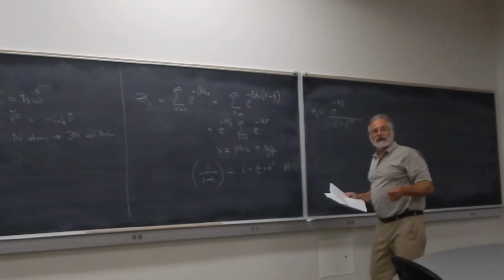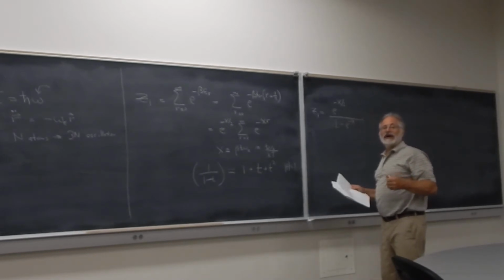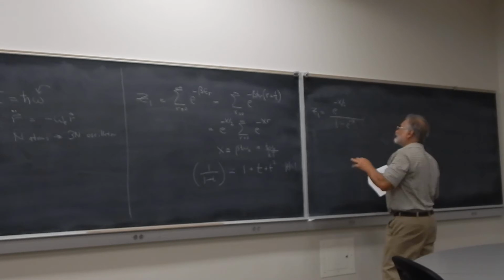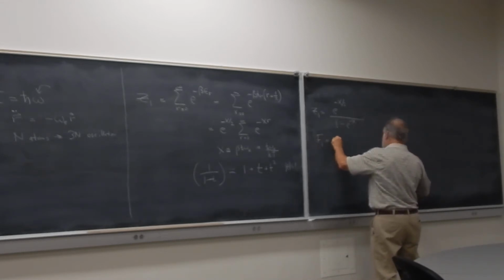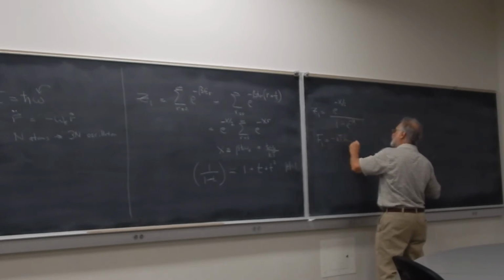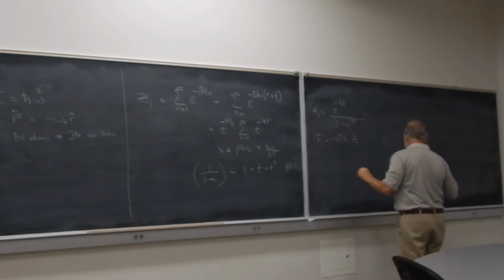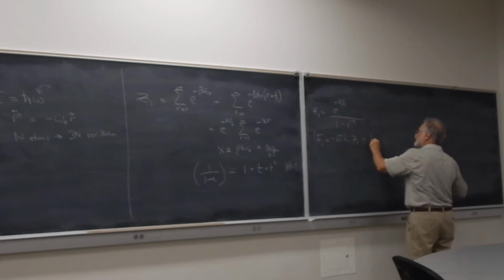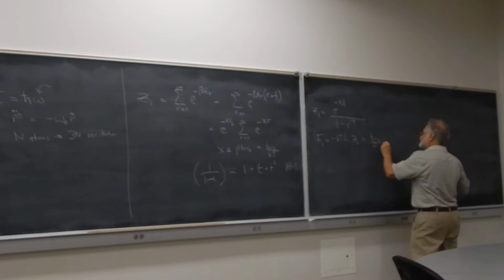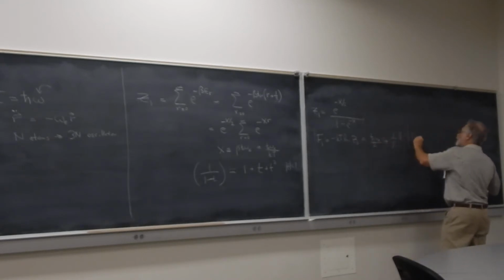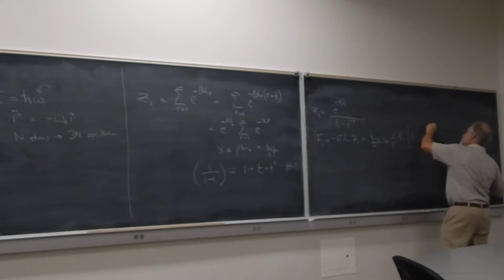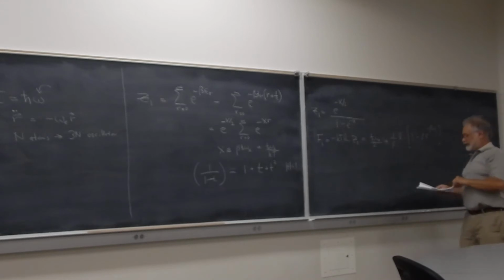I want to calculate or determine the Helmholtz free energy from this expression. Remember, Helmholtz free energy is minus kT times the log of Z, in this case the single particle partition function. I can write that then as h bar omega sub E divided by 2 plus 1 over beta times the log of 1 minus e to the minus beta h bar omega sub E.